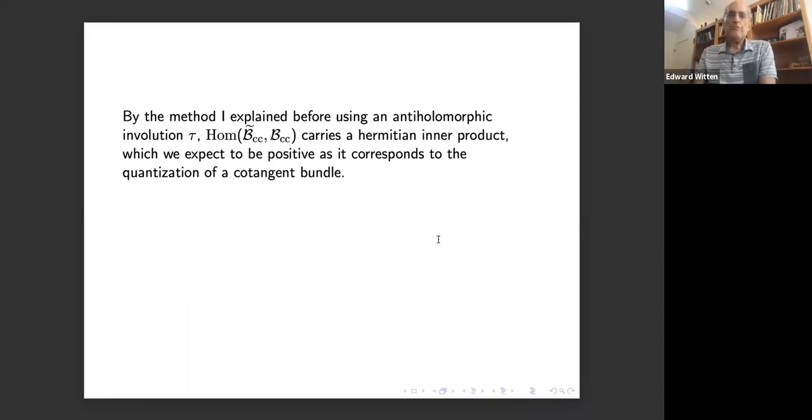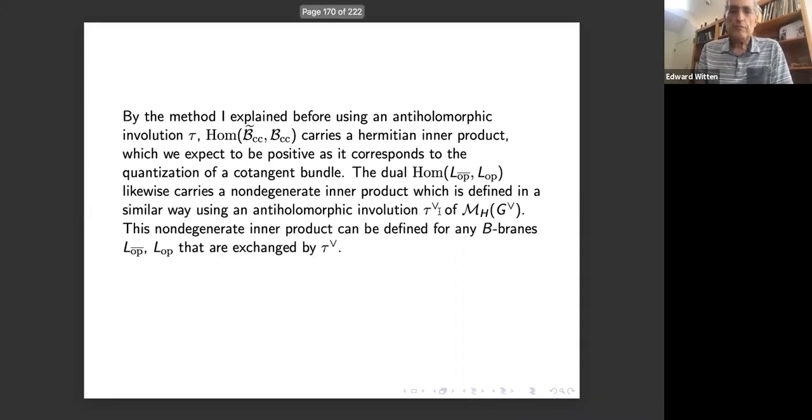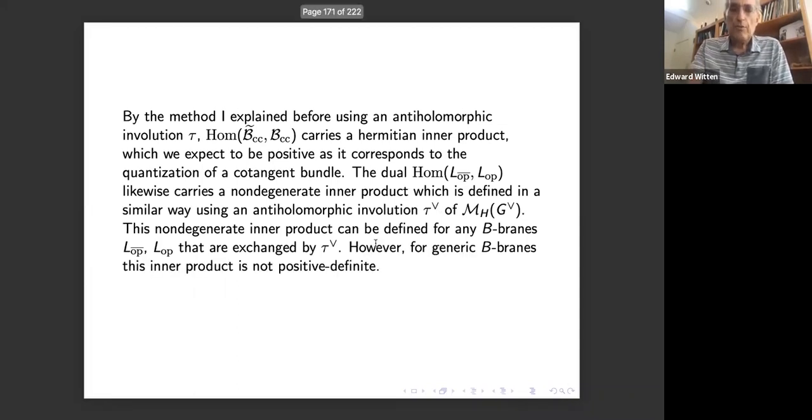Now, by the method I explained before using an anti-holomorphic involution tau, the Hom space carries a Hermitian inner product, which we expect to be positive as it corresponds to the quantization of a cotangent bundle. The dual Hom space, therefore, likewise carries a non-degenerate inner product, defined similarly using an anti-holomorphic involution tau dual. This non-degenerate inner product can be defined for any B branes that are exchanged by tau dual, but for generic B branes, it wouldn't be positive definite.